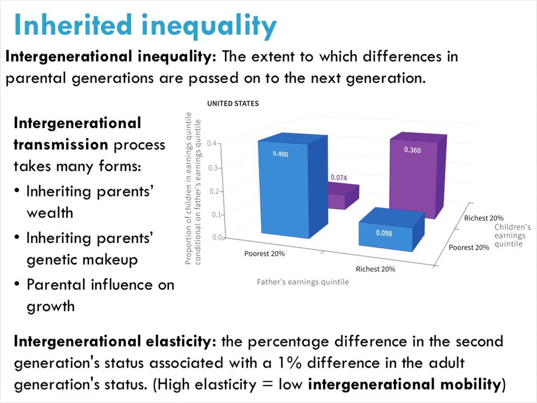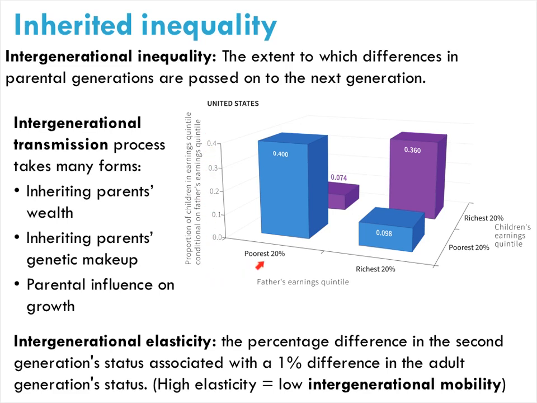Another thing that usually people want to know and want to think about is, well, inequality exists, but is social mobility possible? And the answer to that is, let's measure intergenerational inequality, the extent to which differences in parental generations are passed on to the next generation. In other words, how strong is that intergenerational transmission process? So here's some data. On the vertical axis, the proportion of the children in this earnings quintile whose placement is conditional on father's earning quintile.